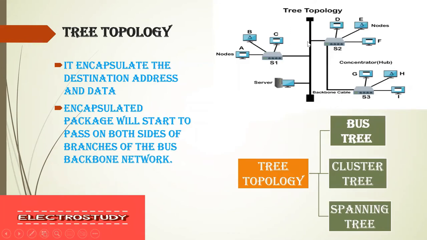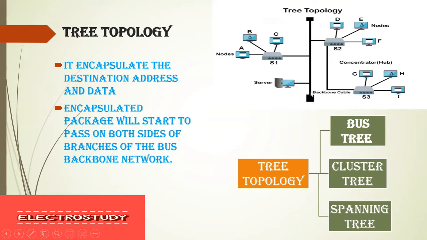If the server wants to establish a connection, say this is the server, it is trying to establish a connection between different hubs. This hub here, I have taken as a switch. So the server is establishing a connection between these switches. First, the data from the server is encapsulated. This encapsulated data is sent to the backbone cable. The backbone cable starts establishing the connection between different switches and passes the encapsulated data on to the different hubs.